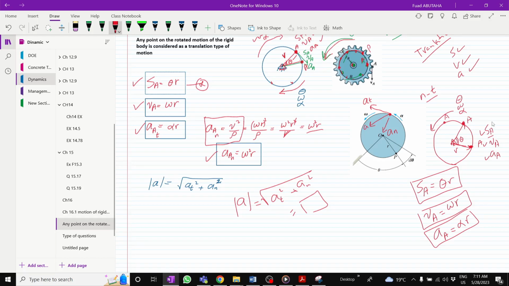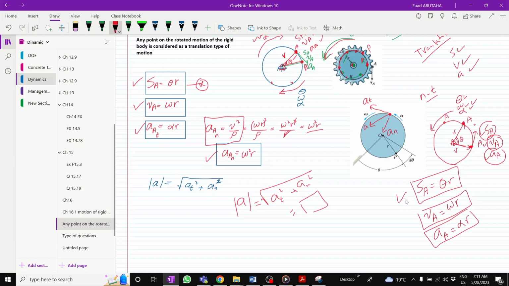So you may ask, what is the position of A? And it is giving this question with the radius information. So the position of A is the radius times the theta. If we ask what is the velocity of A at this point, the velocity of A will be omega times the radius. And what is the acceleration of A at this point? It will be alpha times the radius.